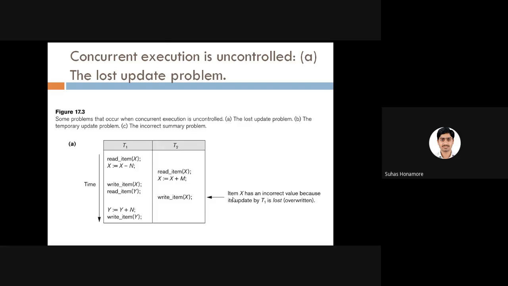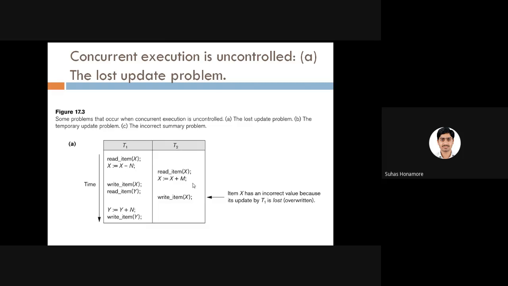So what is happening here is that item X has an incorrect value because the update by T1 is lost. Whatever T1 did, that operation was not considered at all. So this is a lost update. This is the first problem, the lost update problem. If two transactions read the data, and this data is manipulated by one transaction but not referred to by the other transaction, then the lost update problem will come.